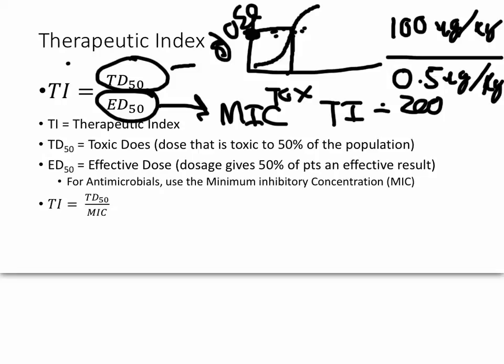However, let's take another look. Let's say my toxic dose is 10, but my effective dose is 9. At this point, my therapeutic index is just slightly greater than 1. The closer you get to 1, the worse that medication is. You have no wiggle room. And if you get less than 1, that means you are hurting the person way before you even get to a place where you're killing the bacteria.